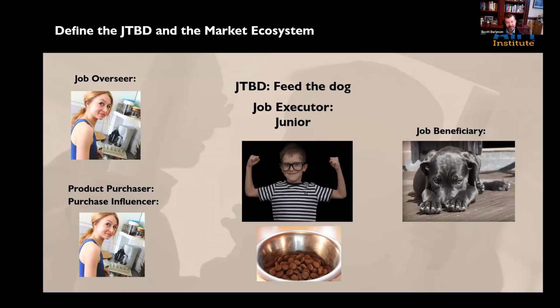So now this brings us to the question. We framed out this market. So who are we going to interview? I'll throw it out to you guys again. Who should we interview to understand this job of feeding the dog? Mom and Junior. I agree. We'll go with both of those.